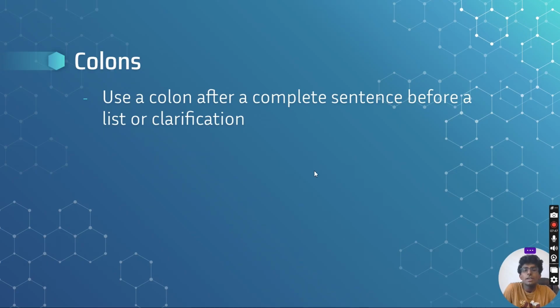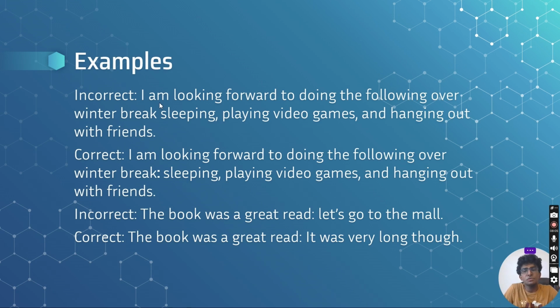All right, then colons. You want to use these after a complete sentence, but before a list or clarification. So whenever you have a list of things that are about to be said, like with commas in between them, typically you want to hint towards a colon, but make sure that what comes before the colon is a complete sentence. So for example, we have, I'm looking forward to doing the following over winter break: sleeping, playing video games, and hanging out with friends.